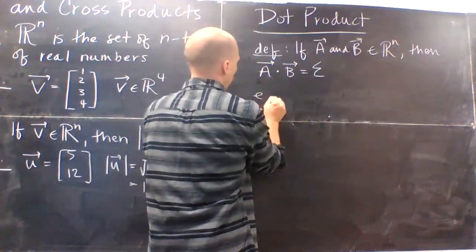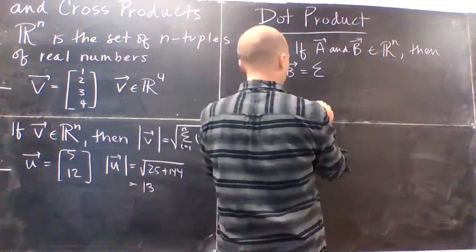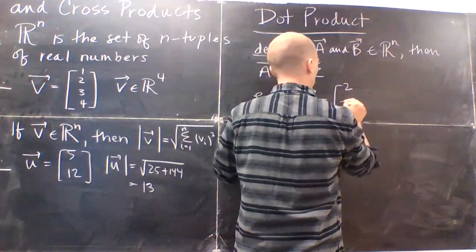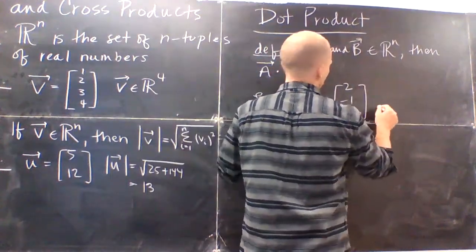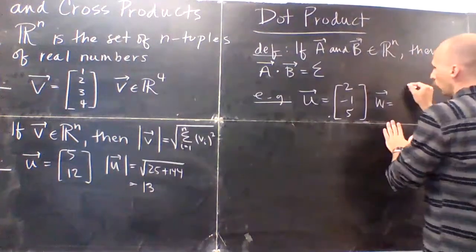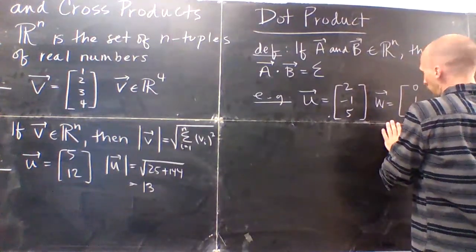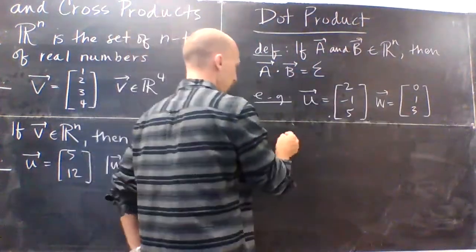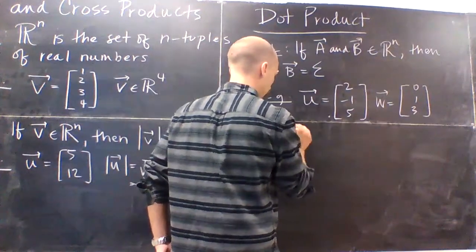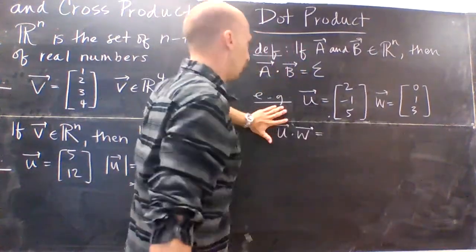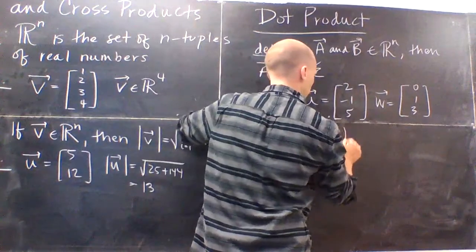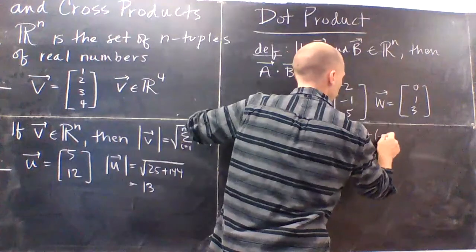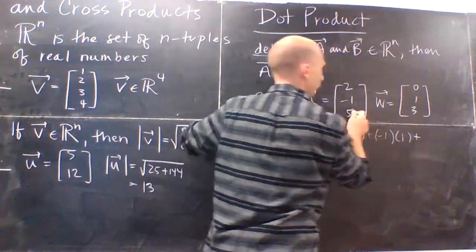So for example, I'm going to say if u equals 2, negative 1, 5, and w equals 0, 1, 3, then u dotted with w, like I said, we're going to take the corresponding entries, multiply them. So it's going to be 2 times 0, okay, plus -1 times 1, plus 5 times 3.